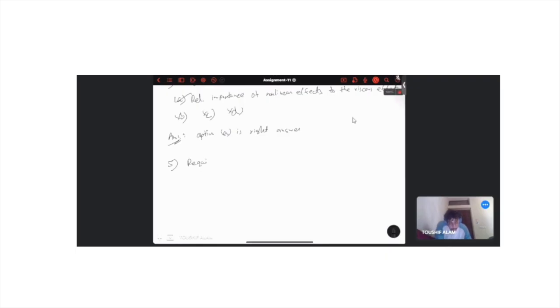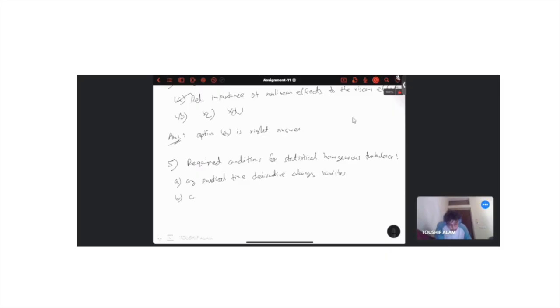Required conditions for statistical homogeneous turbulence. Okay. Option A is any partial time derivative always vanishes.